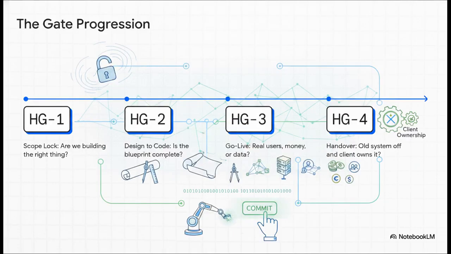Here is the mandatory progression. It all starts at HG1, the scope lock. You don't write a single line of code until scope is locked. Then HG2 verifies the design and architecture blueprint. HG3 is the go-live gate. That's when real users and real money get involved. Finally, HG4 is the handover. The golden rule here? Machines verify correctness, but only a human authorizes commitment. You simply cannot bypass these checkpoints.